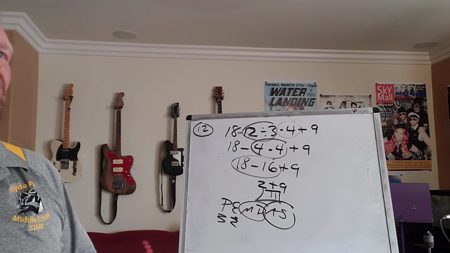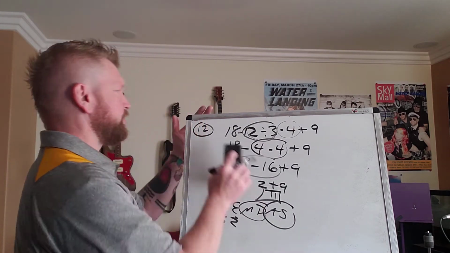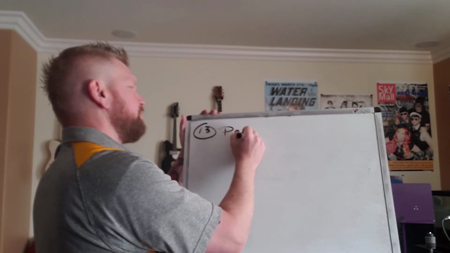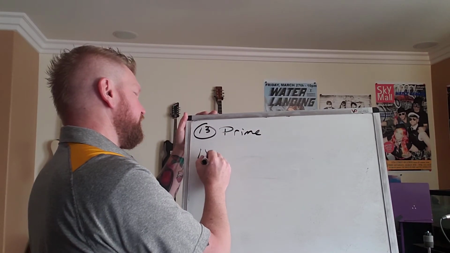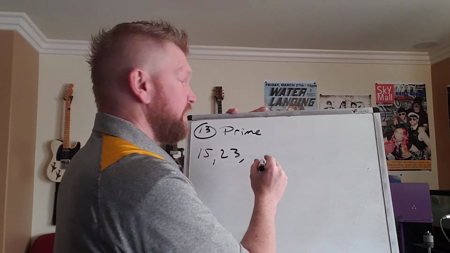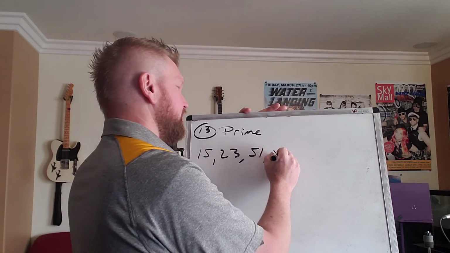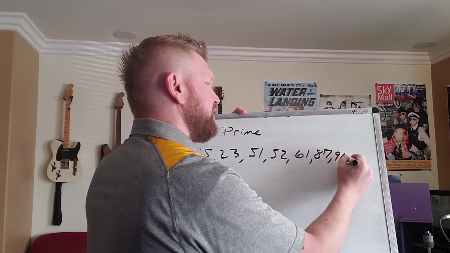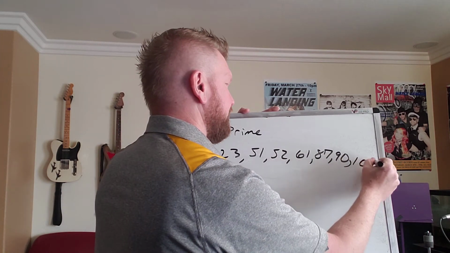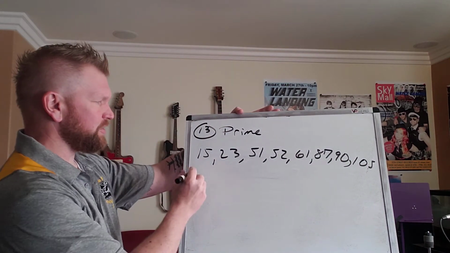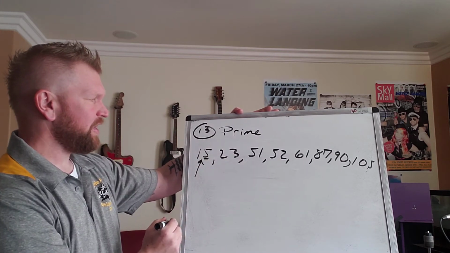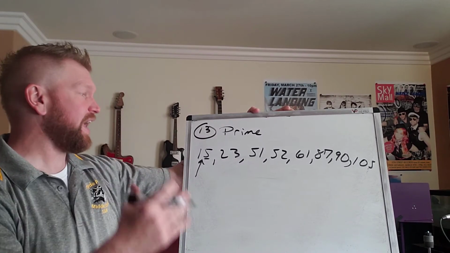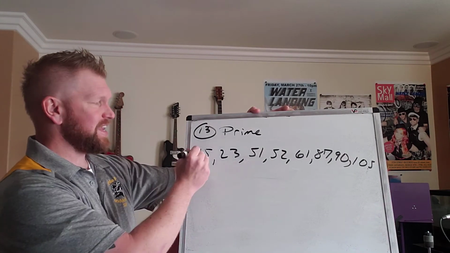Question 13, which of the following are prime numbers? Okay, we're looking for prime numbers here. And the options are 15, 23, 51, 52, 61, 87, 90, and 105. So remember, there's divisibility rules. Like, I know that this number is divisible by 5 because it ends in a 5, which means it's got more than 2 factors. It's got 1 and 15 and 5 and also 3. So that's not a prime.